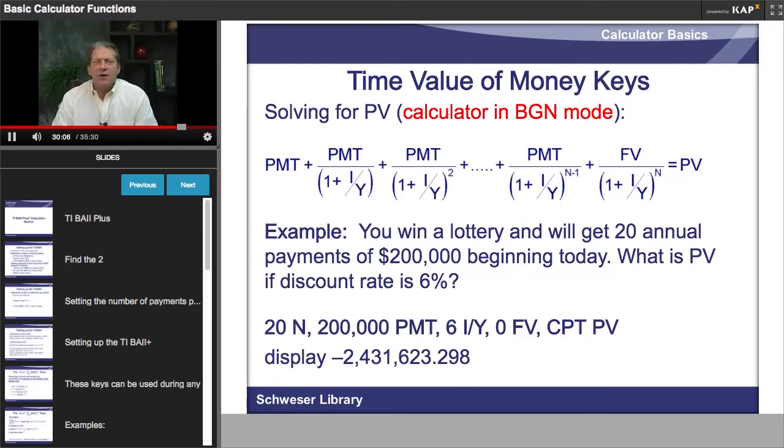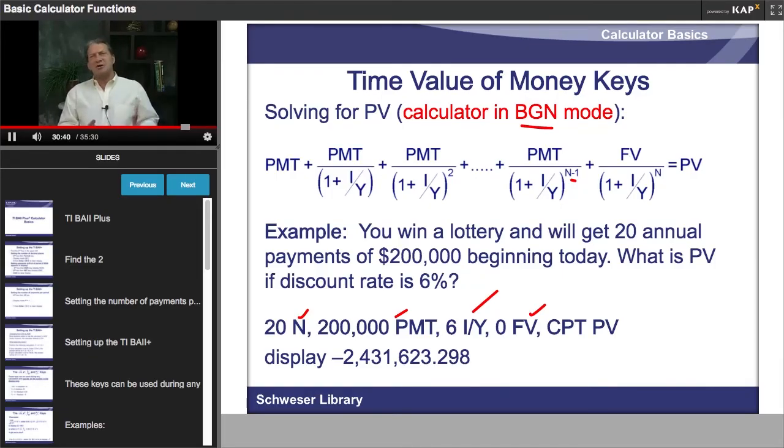So now, if we have payments that start today and we have N periods, then here's our equation. I don't want to get too much into the mathematics right now. We're supposed to be talking about how to run your calculator. But in this case, put your calculator in begin mode, put in 20 periods, a $200,000 annual payment, a 6% discount rate, and a 0 future value, right?